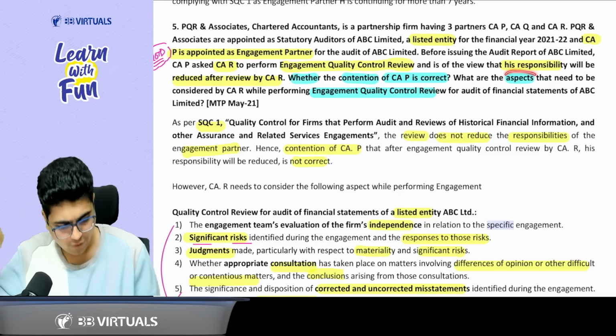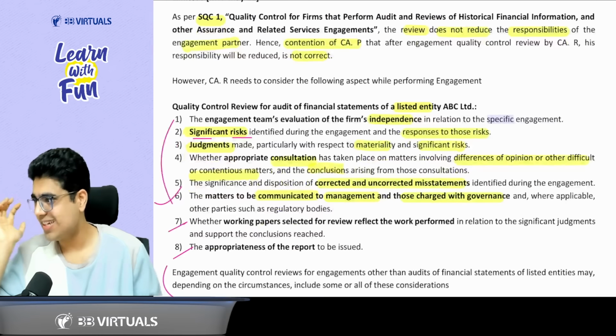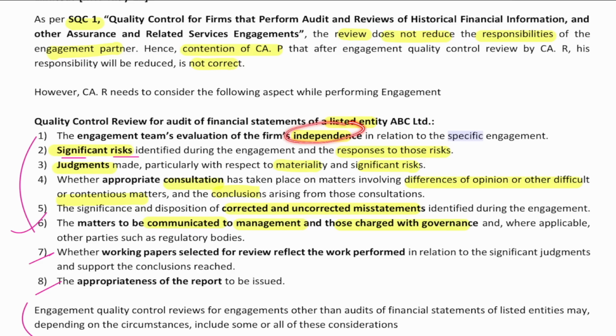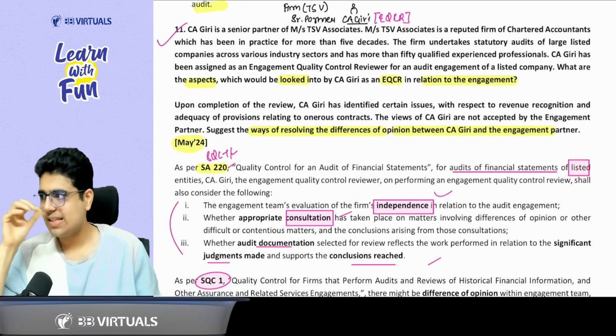Second point, what are the aspects of EQCR that the EQCR will consider? Let's revise it again. One more opportunity of revision. Independence. If no independence, significant risk. Significant matter of judgment. Risk can lead to misstatement. Got it, sir? Then consultation and communication with management and TCWG. Last 2 points, just read the working paper of significant judgment and conclusion, and appropriateness of the report. Easy peasy, easy, sir.